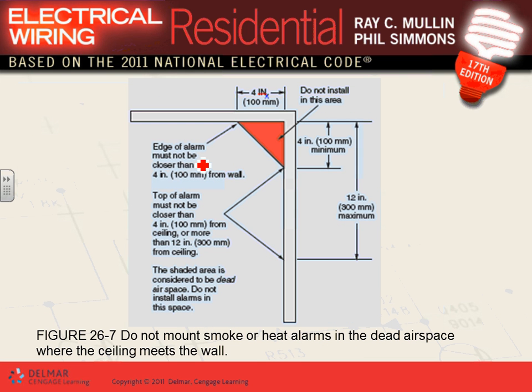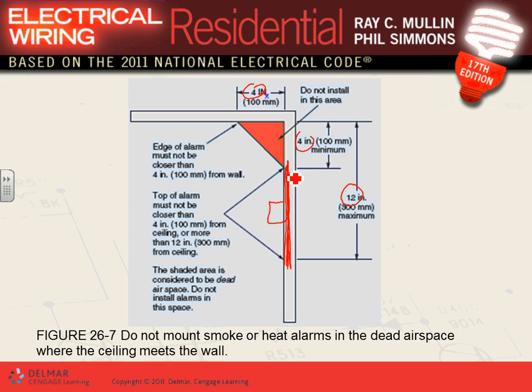Okay, here's what they call this area, guys. 4 inches, 4 inches. This area is a dead area. By the time the smoke reaches this area, the whole room will be engulfed in fire. So they don't want you to install there. When you install your smoke detector on a wall, you have to install it somewhere here, between 4 and 12 inches. Can you guys see that?